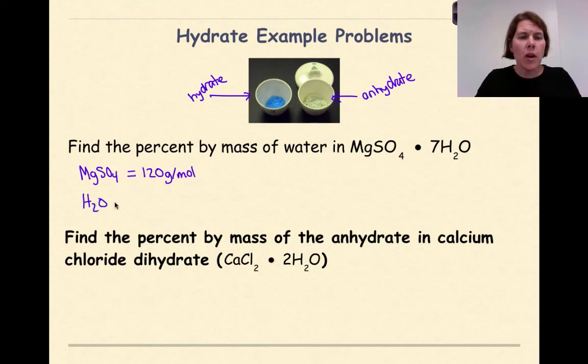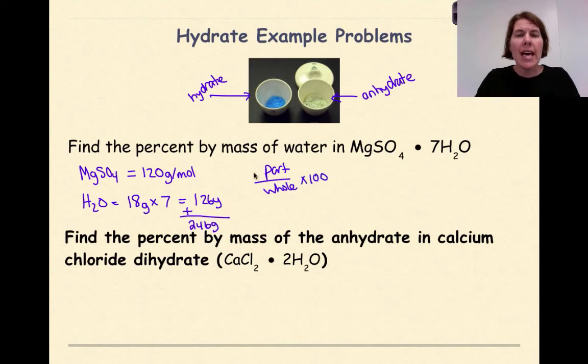Water, H2O, has gram formula mass of 18 grams. And then I'm going to multiply that by the coefficient, which is 7. So 18 times 7 is 126 grams. And then if I add these two together, the 120 plus the 126, I get a total mass of 246 grams. So again, we're still dealing with part over the whole times 100, except the part here is the total mass of the water, and they'll be really specific about this.